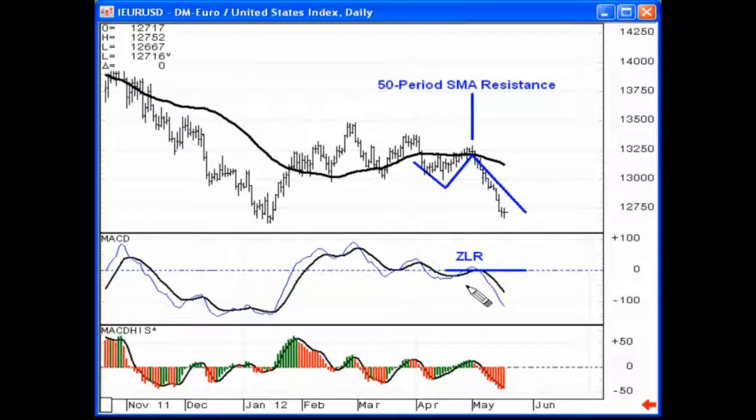A zero-line reversal occurs whenever the MACD or the MACD signal line reverse at or near zero. So this is what was going on. Technically, we're utilizing the MACD and a 50-period simple moving average. At the same time, we had the head and shoulders formation. By combining these two different techniques, it allowed for a more confident, evidence-based approach to forecasting and trading.